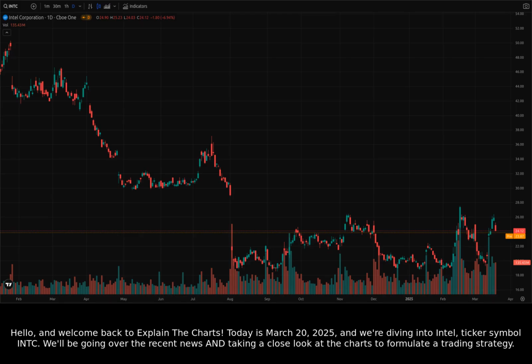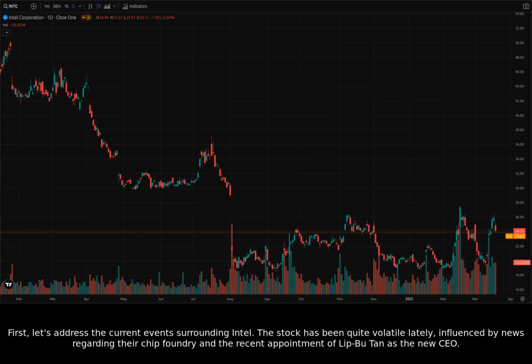Today is March 20th, 2025, and we're diving into Intel, ticker symbol Intel. We'll be going over the recent news and taking a close look at the charts to formulate a trading strategy. First, let's address the current events surrounding Intel.